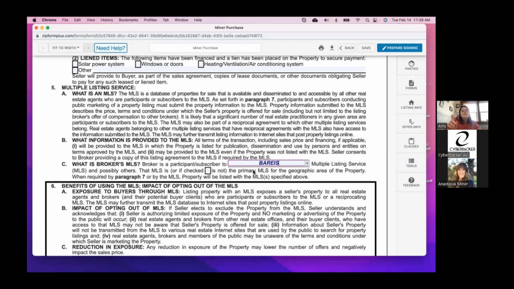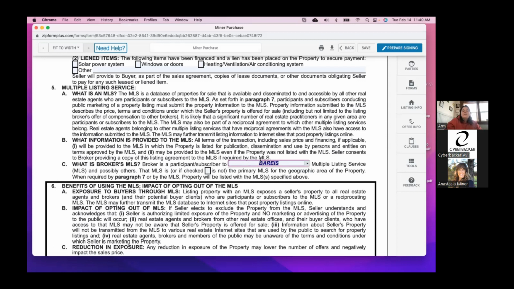And why is that important? Because this next sentence says that MLS is, or if checked, is not the primary MLS for the geographic area of the property. Okay, when required by paragraph 7 or by the MLS, property be listed with the MLS specified above, right? So we are members of Barry's. We are also members of MetroList. So if the property's in Yolo, Sacramento, El Dorado counties, you could put in MetroList here so that you don't have to check this scary box that says it's not the primary MLS.